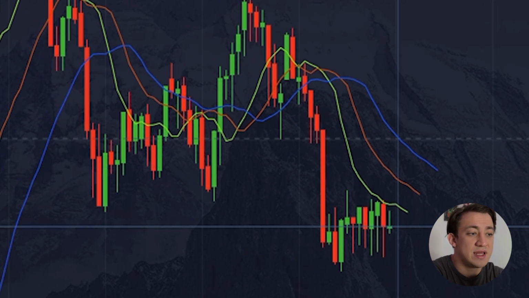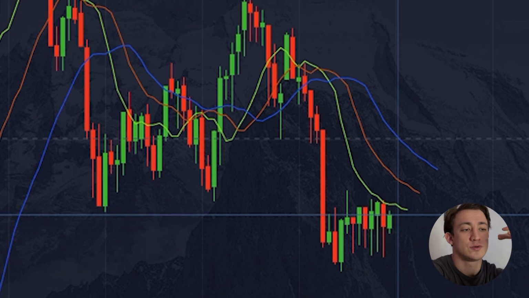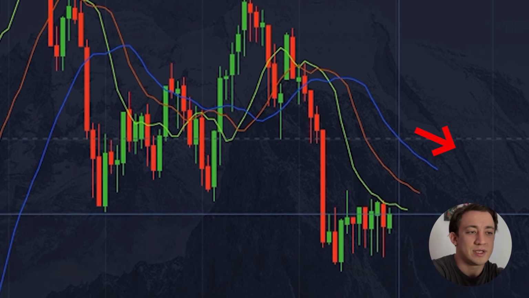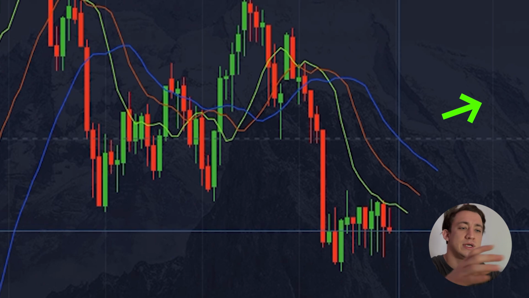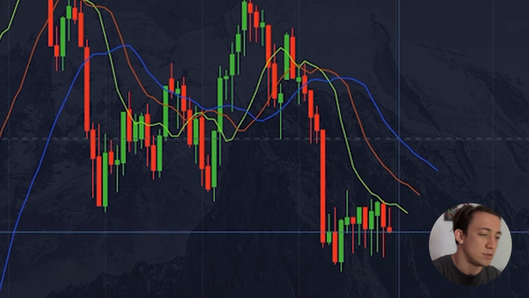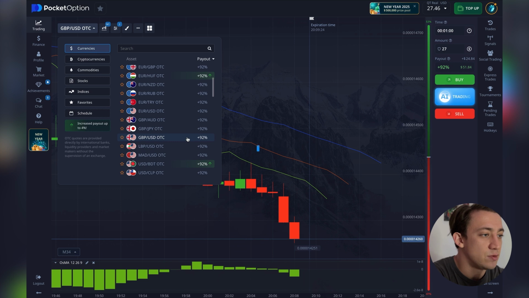If the three lines are directed to the down zone, it's a clear signal to enter a down position. If the three lines are directed to the upper zone, it's a clear signal to enter an upper position. It's really very simple, guys. So we're just moving on, and let's find some new convenient situation.